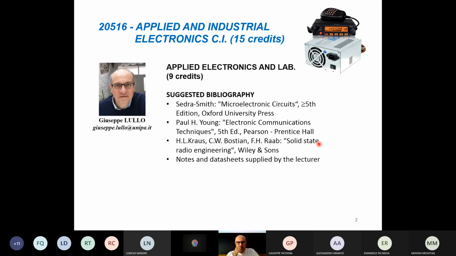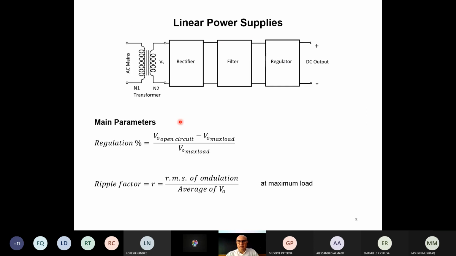Now, I don't remember what is mine. Okay, this is my email address in case you have problems: giuseppe.lull@unipa.it. So you can send me an email or you can contact me through Teams if you have problems. You should be familiar with that. Now, what is next?